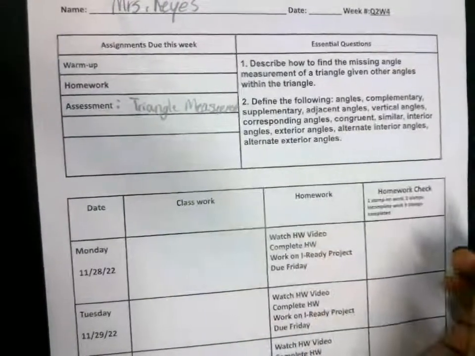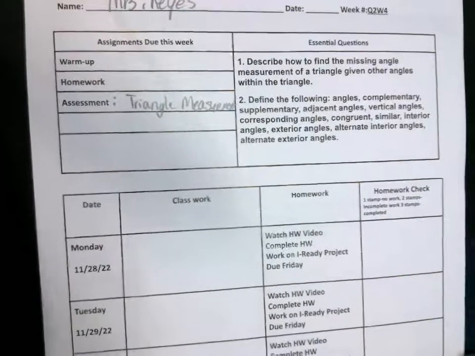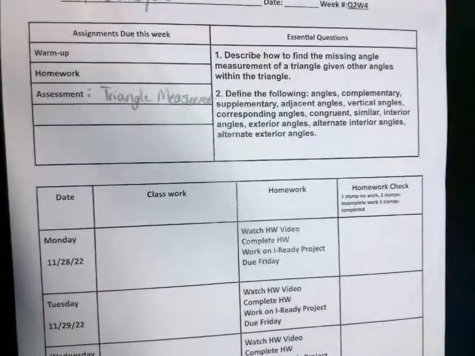All right. The essential questions are on the board. You have 2 essential questions this week. Describe how to find the missing measurement of a triangle given the other angles within the triangle. Define the following words: angle, complementary, supplementary, adjacent angles, vertical angles, corresponding angles, congruent angles, similar, interior angles, exterior angles, alternate interior angles, and alternate exterior angles.